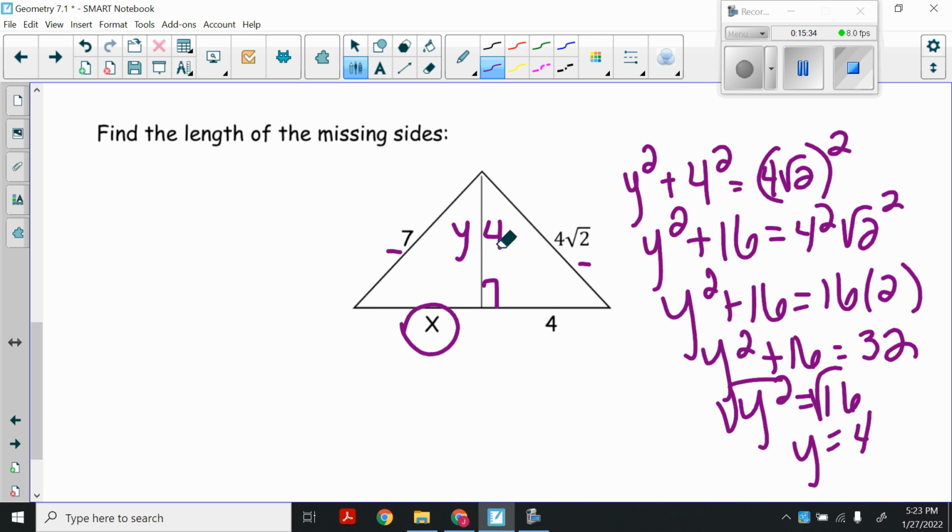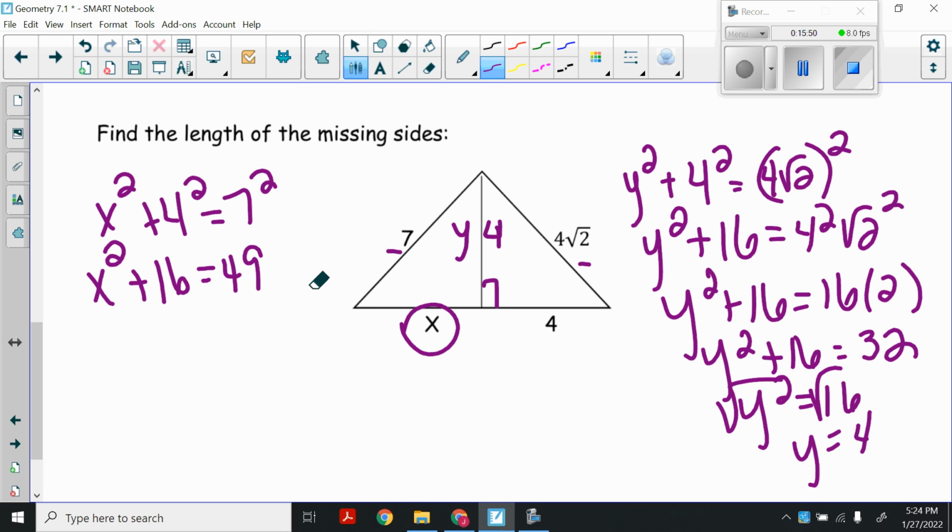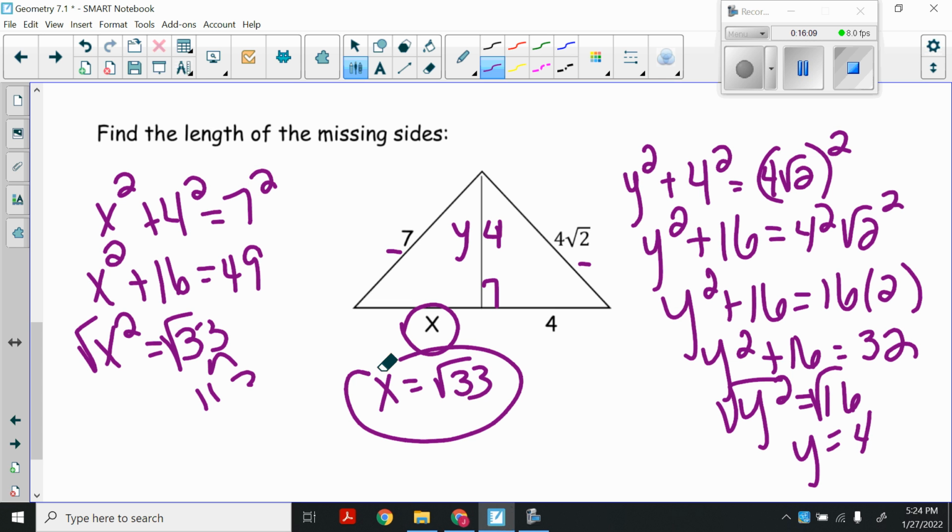So this is 4. Now I need to do Pythagorean theorem again to find the x. So that's going to look like x squared plus 4 squared equals 7 squared. So I get x squared plus 16 equals 49. Subtract 16 from both sides. So I get x squared equals 33. Take the square root. That is not a perfect square. I factor tree 11 and 3. I don't have anything in common. So I get x is equal to the square root of 33. And y was equal to 4.